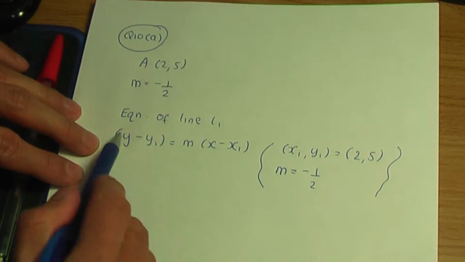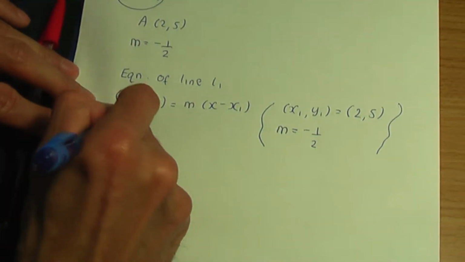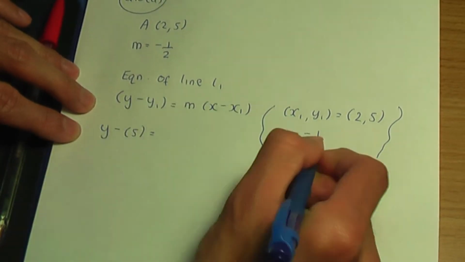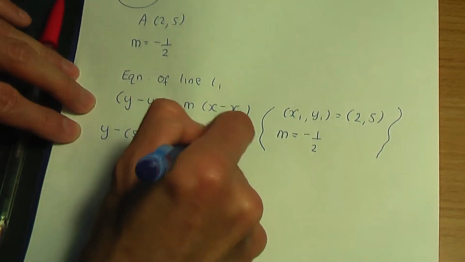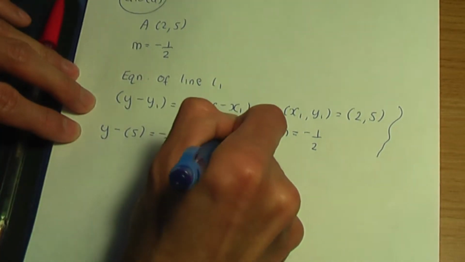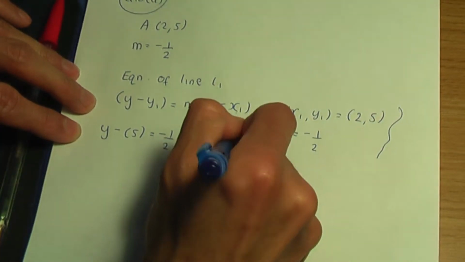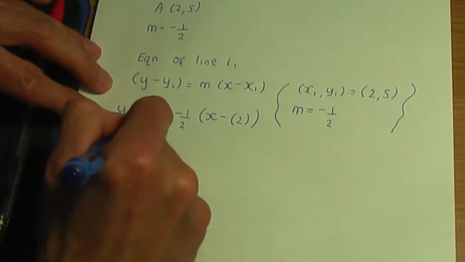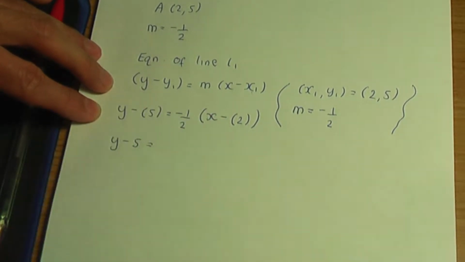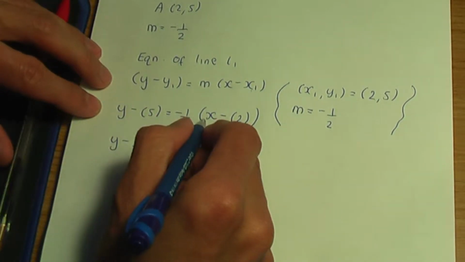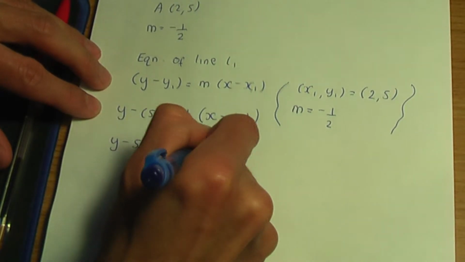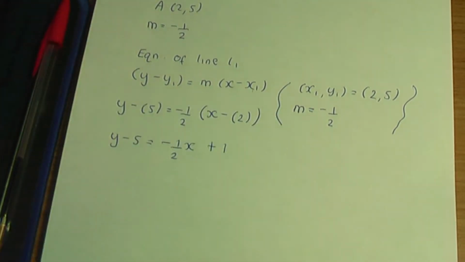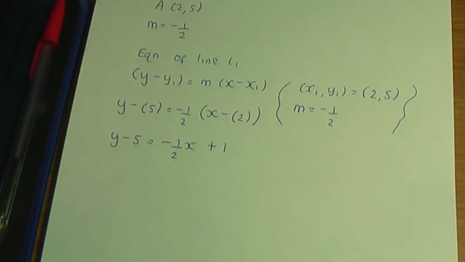So let's plug in the data into the formula to give us y minus y1. Y1 is 5. That is equal to m replaced by minus half, open a bracket, x minus, and x1 replaced by 2. Now let's get rid of the brackets. On the left we'll have y minus 5. That is equal to minus half times x is minus half x. Minus half times minus 2 is plus 1, so be careful with your multiplication.